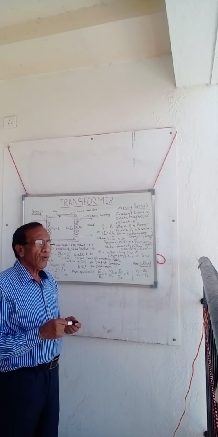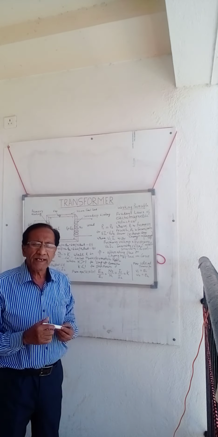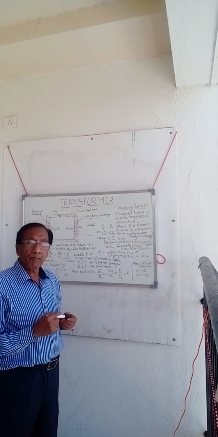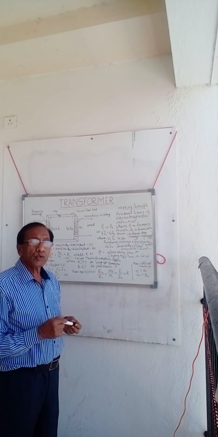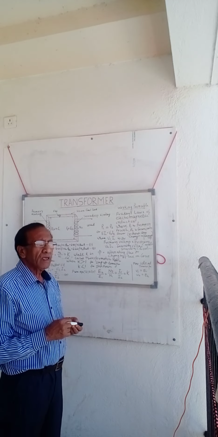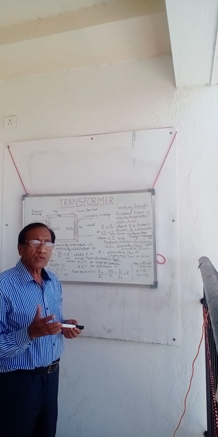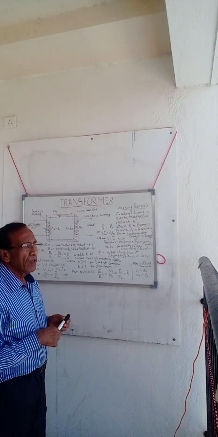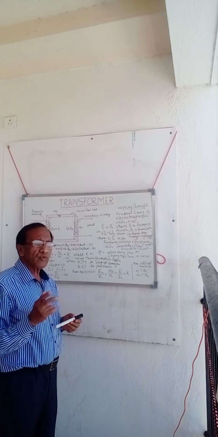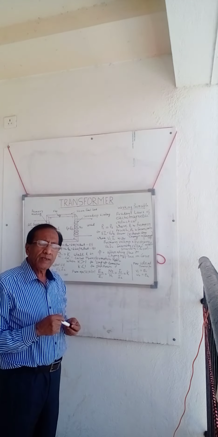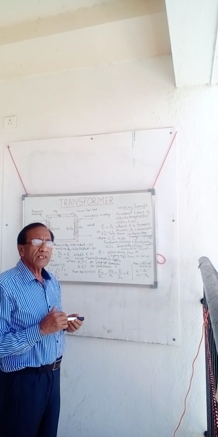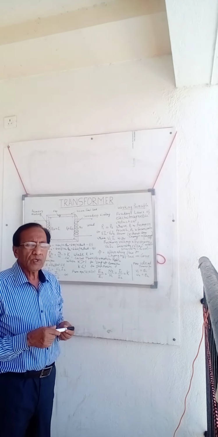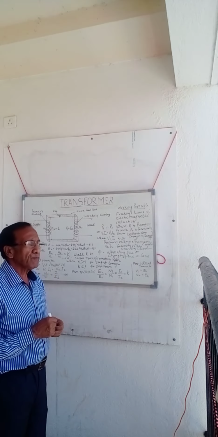There are two types of winding, primary winding and secondary winding. The winding which is connected with the supply is called the primary winding, and the winding which is connected with the load is called the secondary winding. So the two types of winding play a very important role in stepping up and stepping down the voltage during transmission and utilization.